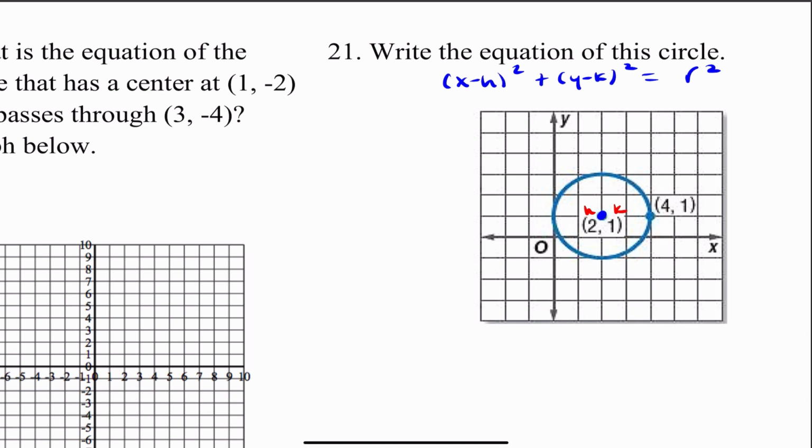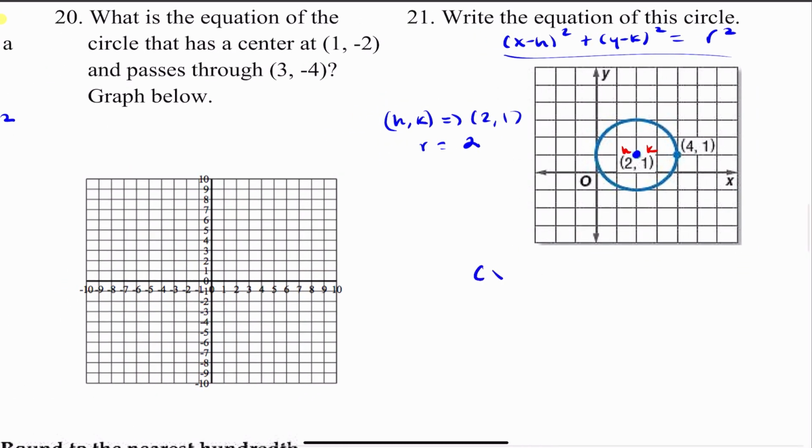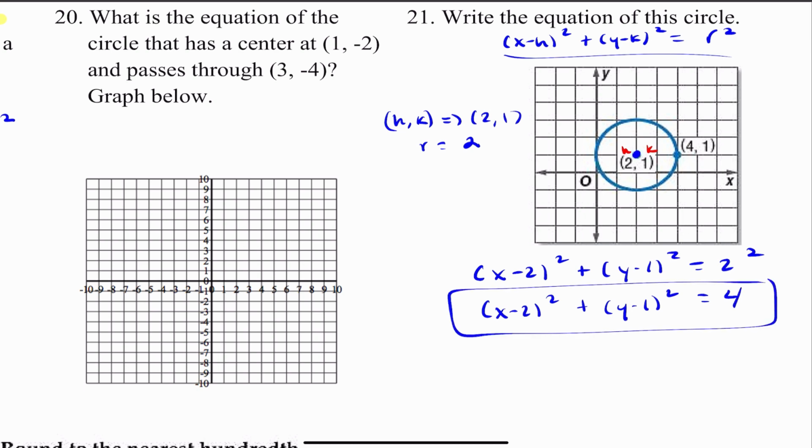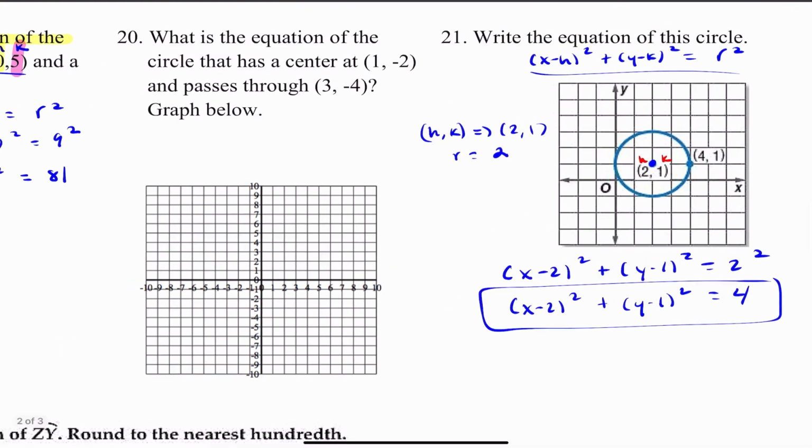So our center is (2, 1), and our radius is 2. So let's use this equation here. x minus 2, the quantity squared, plus y minus 1, the quantity squared, is equal to 2 squared. So your answer is this, okay? It's x minus 2, the quantity squared, plus y minus 1, the quantity squared, is equal to 4.